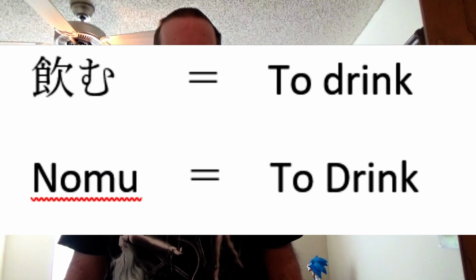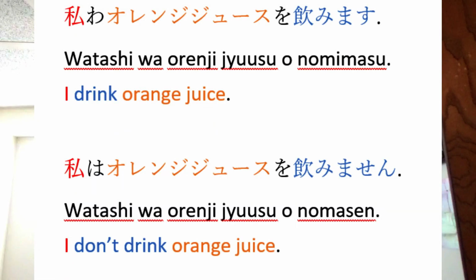Now let's talk u verbs. For these you have an u sound at the end of the base. Let's take the verb nomu, which means to drink. To conjugate this and say something happens, you would drop the u at the end and add an i followed by mas. We can use this to form the sentence watashi wa orange juice wo nomimasu, which means I drink orange juice. And as with ru verbs, you can make it negative by substituting masen.